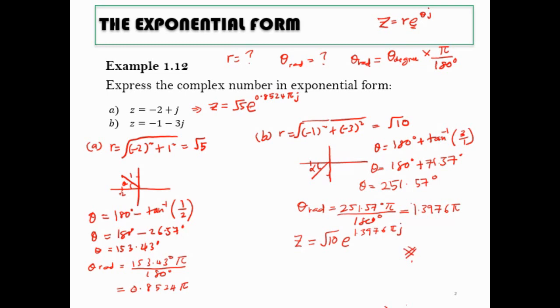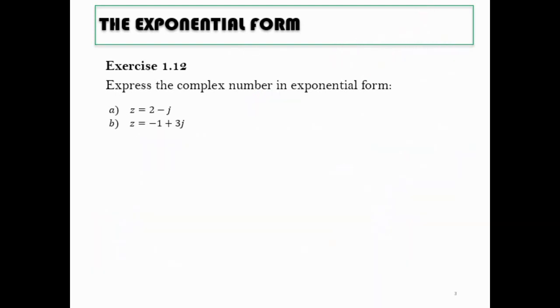Okay, I hope all of you got this, how to convert from standard form to exponential form. What you need to do is just like converting to polar form, but the degree you have to change into radian mode by using the formula. Leave your answer in terms of pi. Okay, next, please try to do this exercise 1.12. You just need to convert from standard form to exponential form as in the previous example.